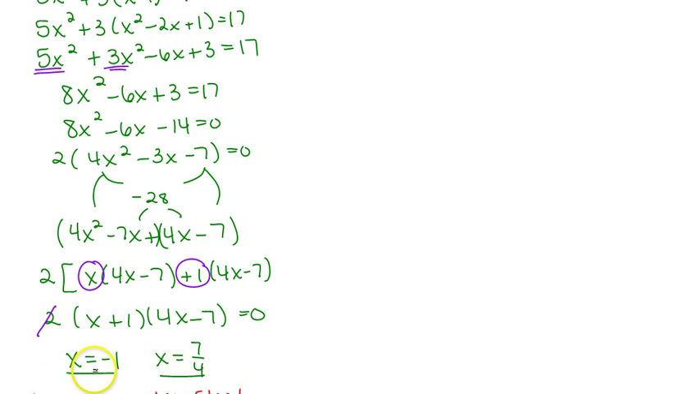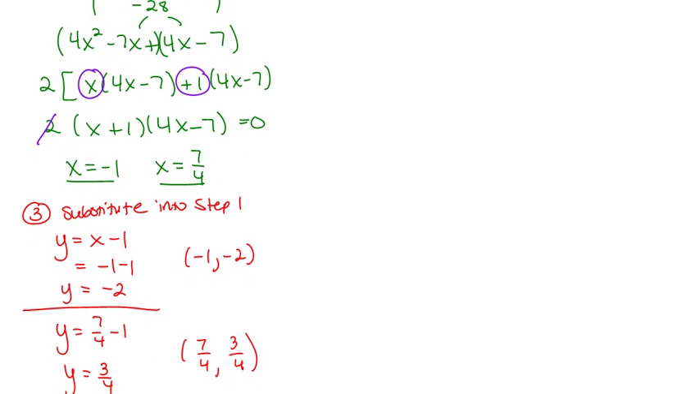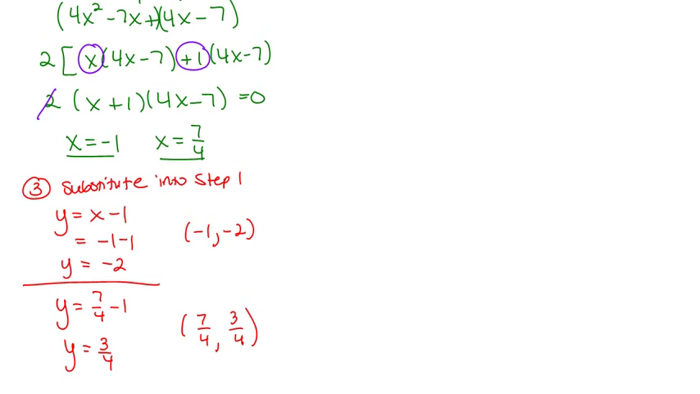No variable, no solution. So I have 2 possible answers for x. X is equal to -1, and x is equal to +7/4. And then the last step of substitution is we're substituting that back into step 1.